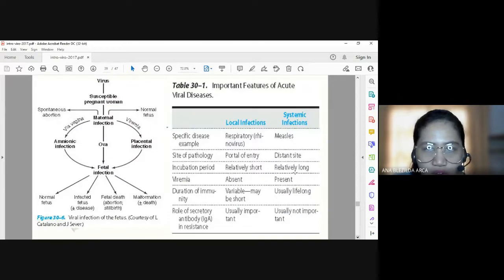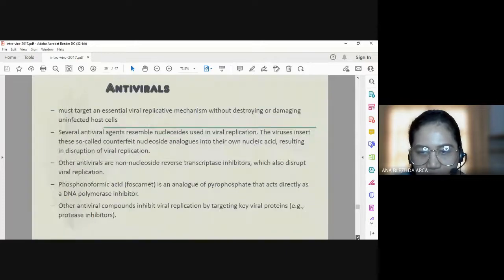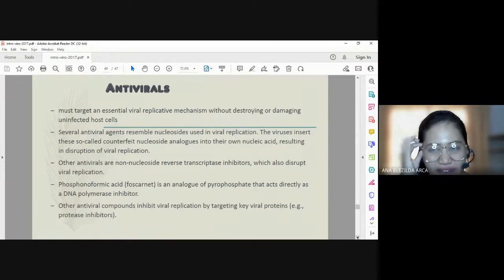Okay? So these are just important features of acute viral disease. So, pwede naman basahin nyo na lang. Hindi naman siya ganun ka-importante. Now, for the antivirals, ano ba yung target ng mga antivirals na yan?